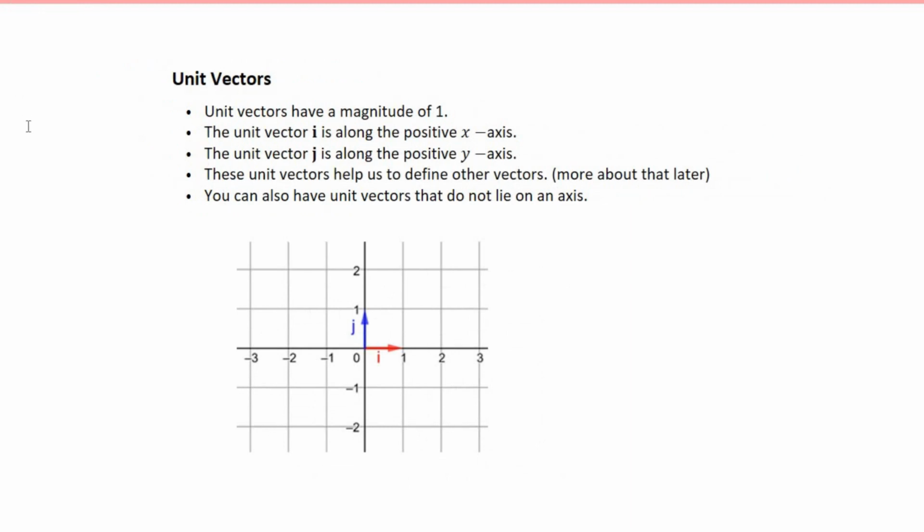Unit vectors have a magnitude of 1. The unit vector i is along the positive x-axis. The unit vector j is along the positive y-axis. And these unit vectors help us to define other vectors, which we're going to talk more about later. You can also have unit vectors that do not lie on an axis. And here's an example of a unit vector that does not lie on an axis.